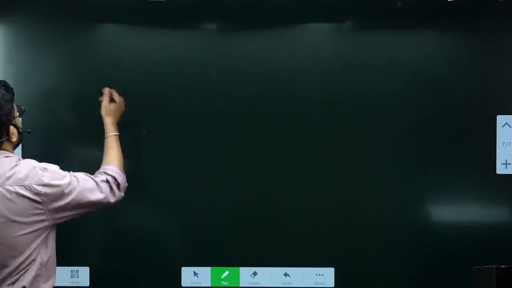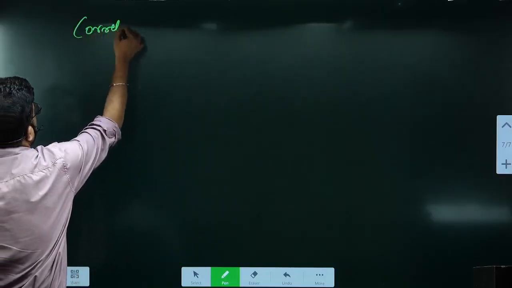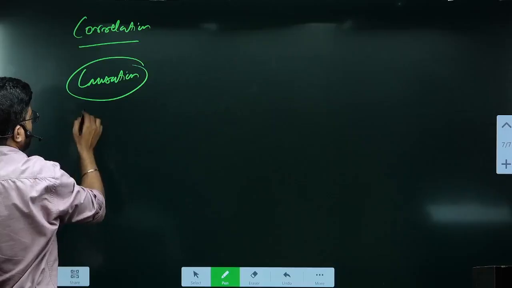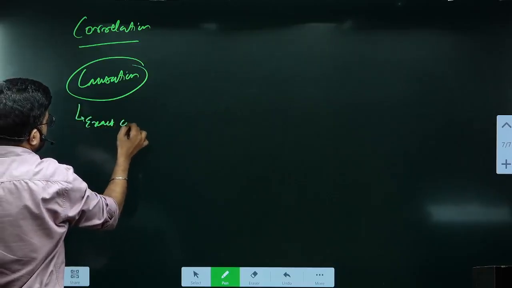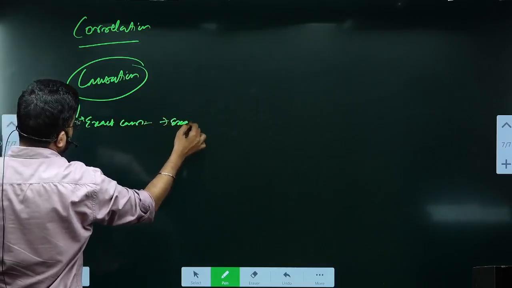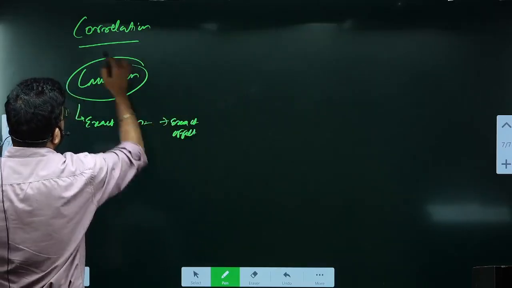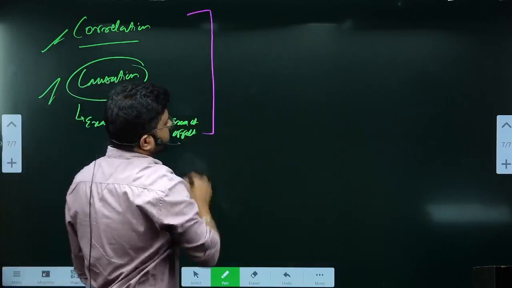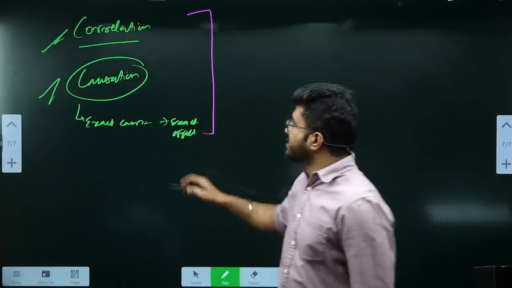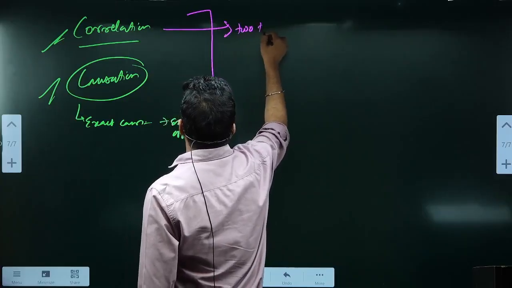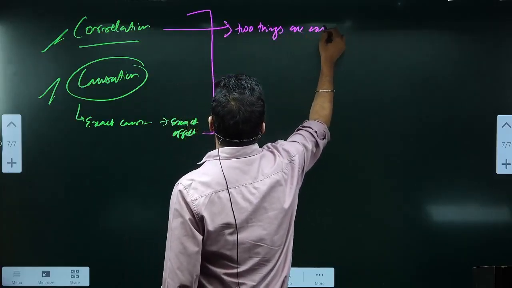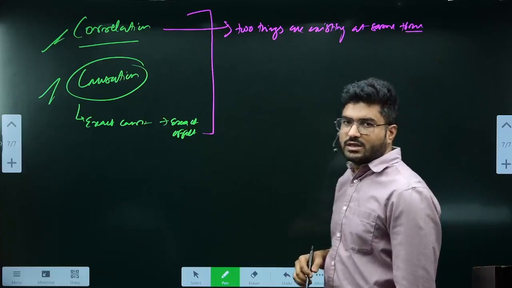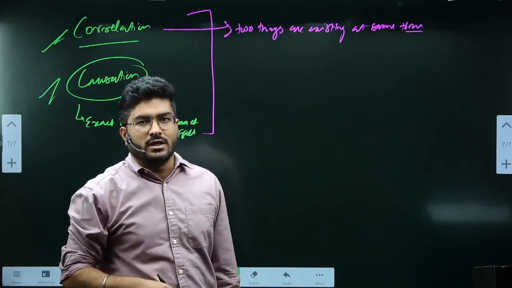Then there is one another concept which we have already talked about in the previous lecture, correlation and causation. So when positivism talks about finding exact cause or exact effect, they are looking for correlation and causation. Now what is this correlation and causation all about? Correlation basically means 2 things are existing at the same time.